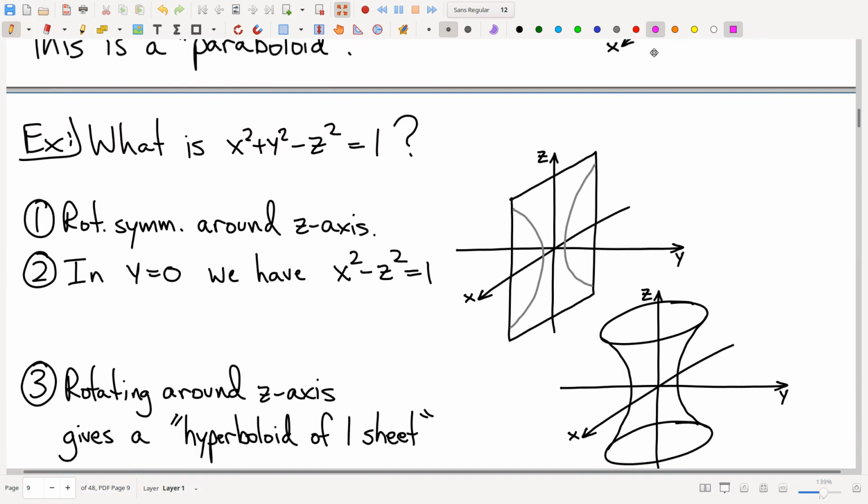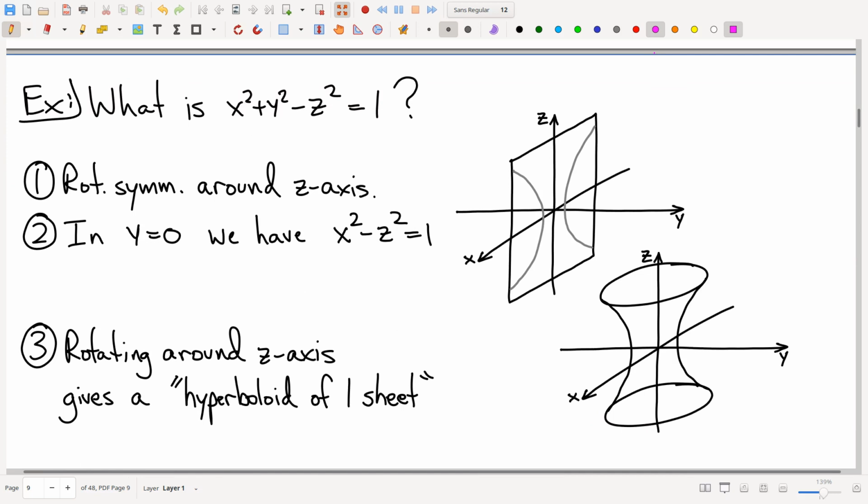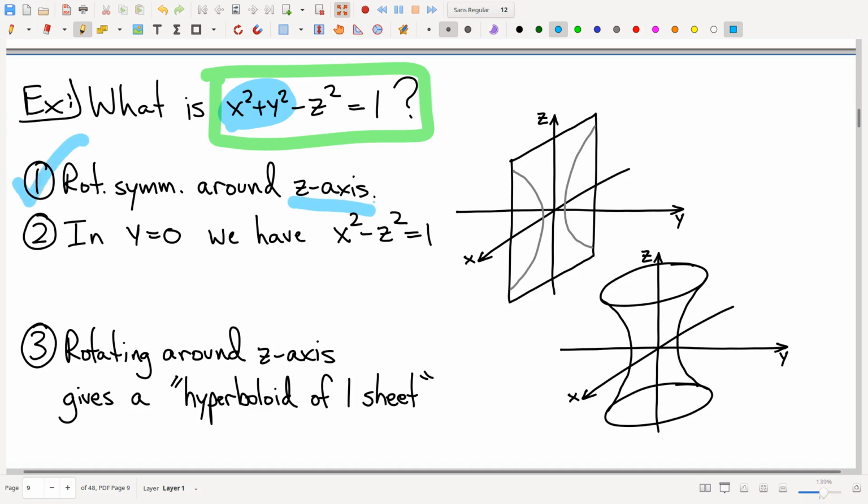Okay, so a couple more examples. This next one, same basic idea. Interested in this surface. I notice that x and y appear only in the required special form. That instantly tells me it's rotationally symmetric around the z-axis.